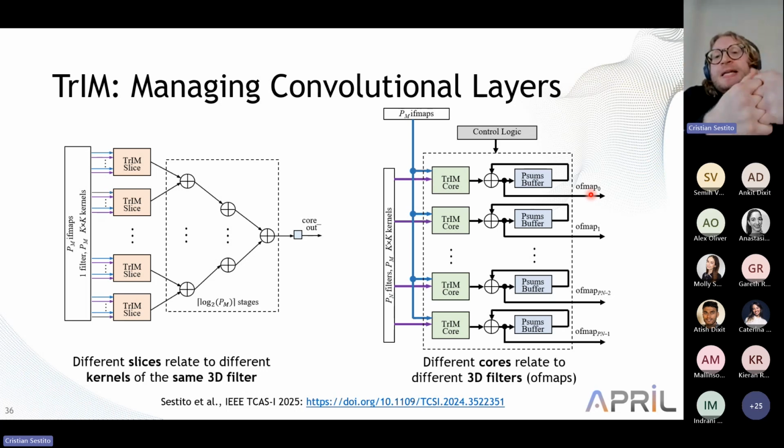But what may happen is that the result from the convolution in the first iteration needs to be accumulated with the result of the convolution in the second iteration. So to do so, we need a sort of buffering logic that keeps memory of what we generated in the first iteration. And it is the motivation of the output buffer that you can see in this picture.